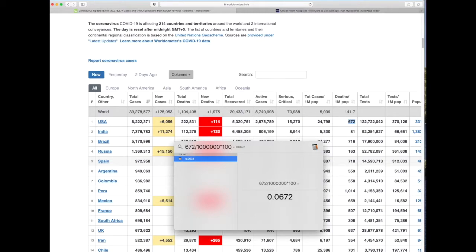So if you just exist in America, you have a 0.06% chance of dying from COVID. Do you understand? Just by existing in America. That means that, well, 6% would be 6 out of 100 people dying, right? 0.6% would be 6 out of 1,000 people dying. So 6 out of 10,000 people in America have died just because they exist in America.